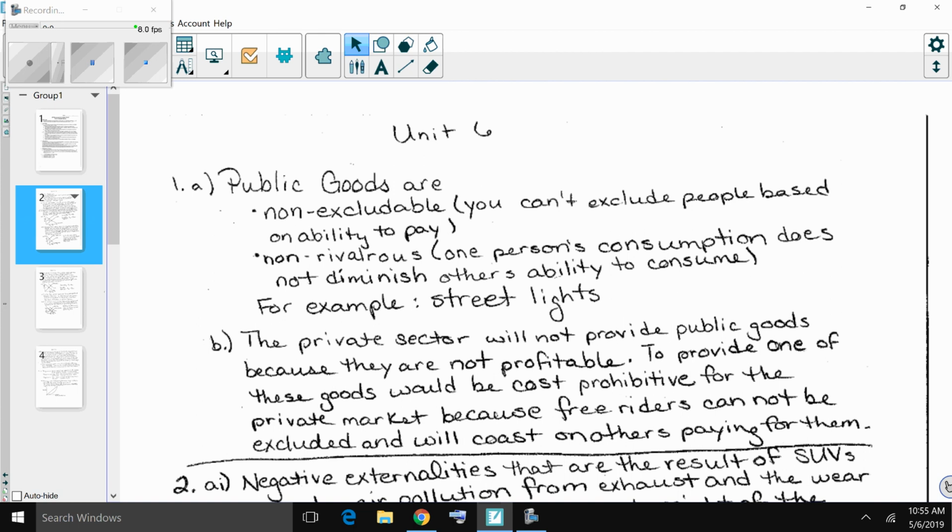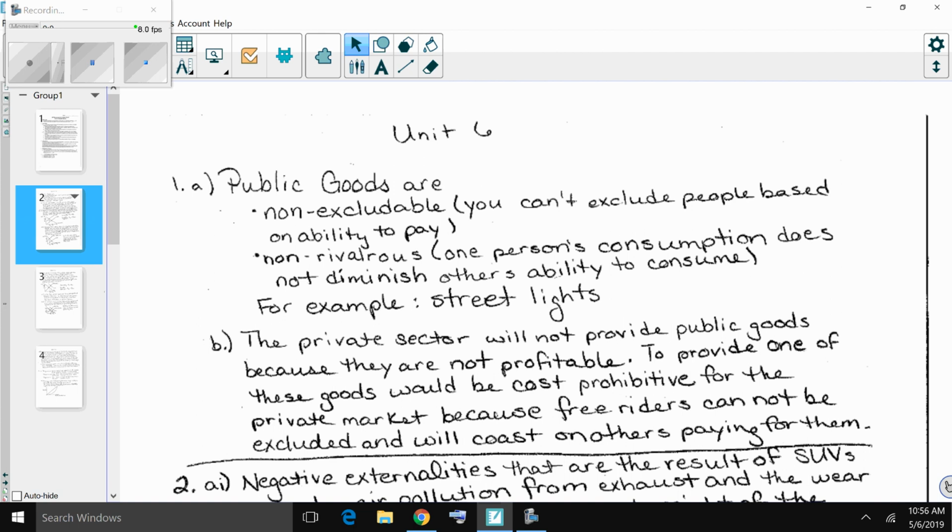If a good is excludable and rival, then it is a private good. If it is only one or the other, either excludable and non-rivalrous or non-excludable and rivalrous, it's considered a quasi-public good. Quasi-public good.